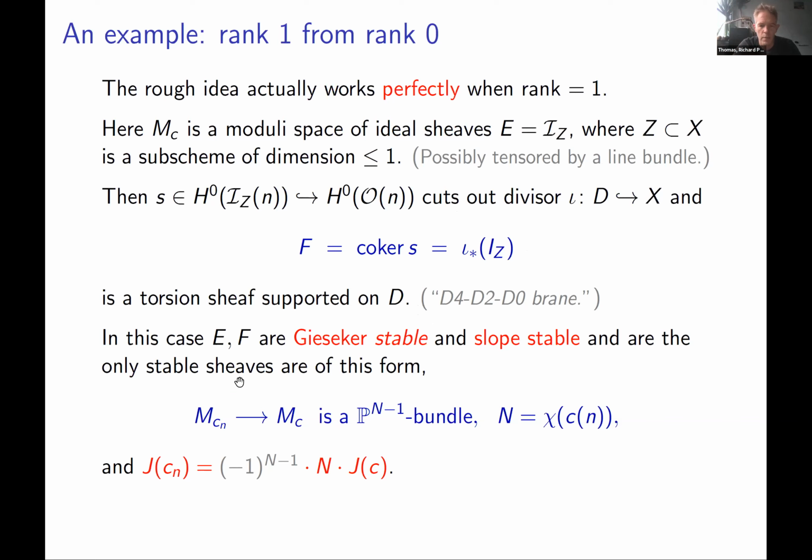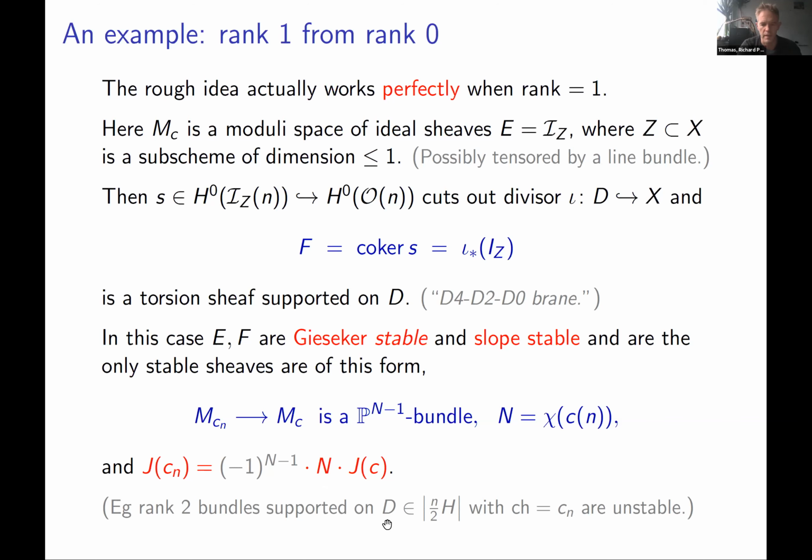So what you find is the moduli space of these rank zero sheaves F is a projective bundle over the moduli space of these rank one sheaves. That's this Hilbert scheme. So what is this P^(N-1) bundle? Remember, M_C parameterizes these subschemes Z. And then M_C^N parameterizes these pairs of the subscheme Z and a divisor containing it. So some typical incidence thing gives you a really smooth P^(N-1) bundle. And so what you find in this case is that the invariant counting the rank zero sheaves is really equivalent to the invariant counting the rank one sheaves.